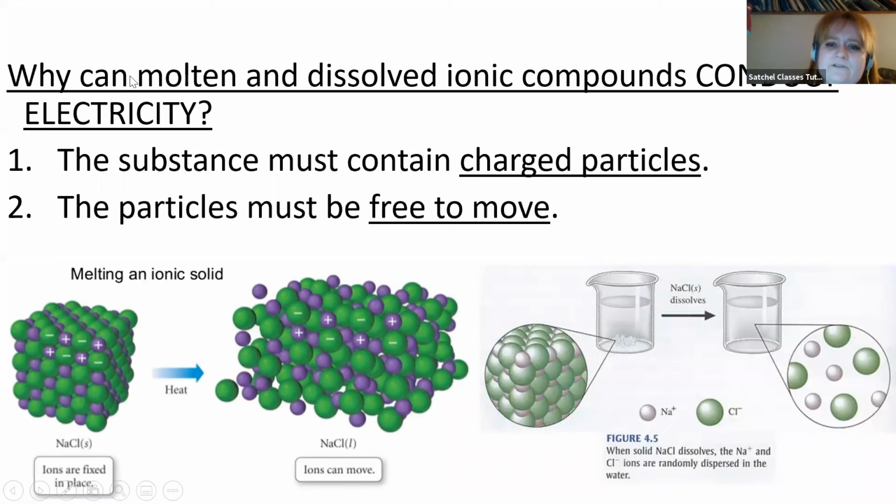So why can molten or dissolved ionic compounds conduct electricity? If you melt it down, the ions are freer to move. They're not quite as joined. If you melt it, it's a liquid, and remember, liquids can slide over each other. They're freer to move. So molten sodium chloride can actually conduct electricity.